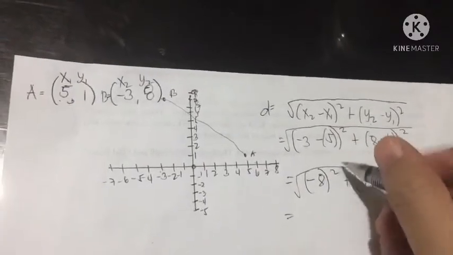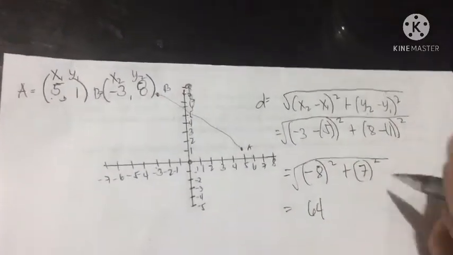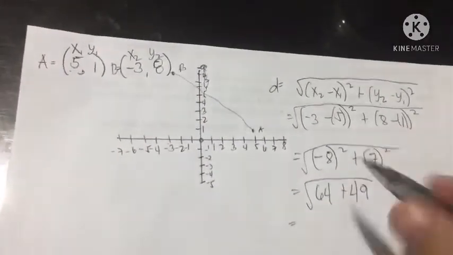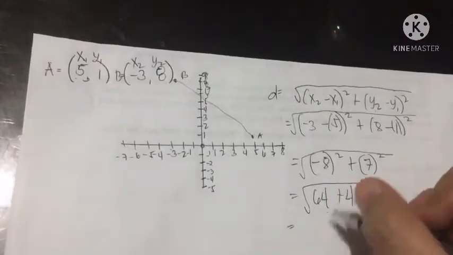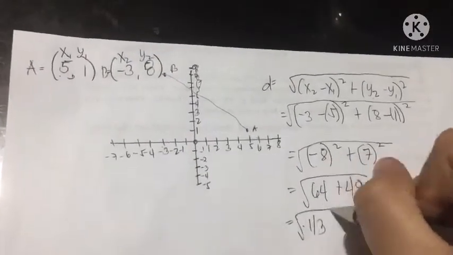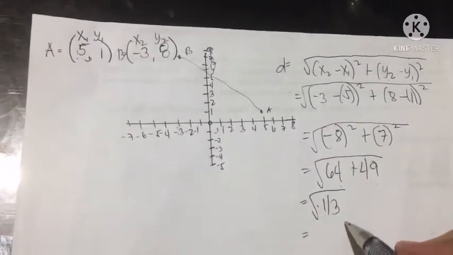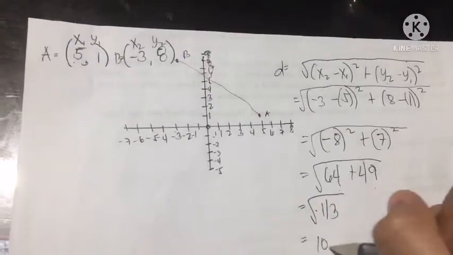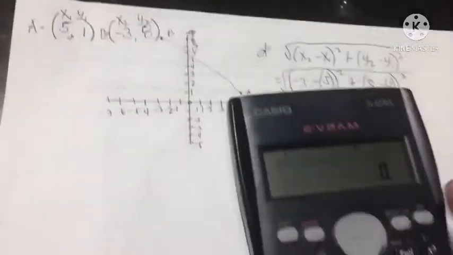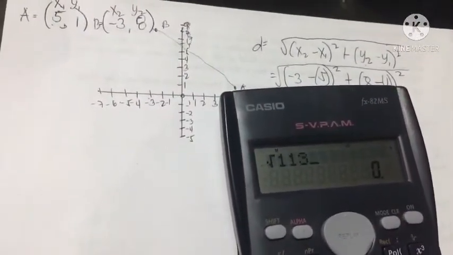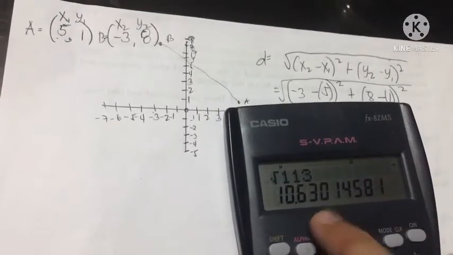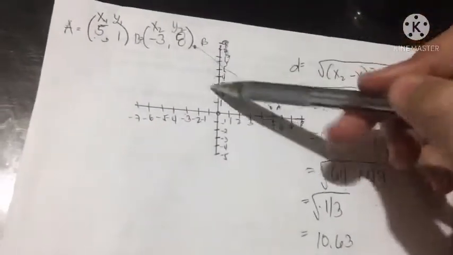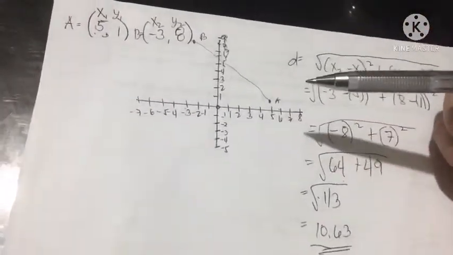Then, negative 8 squared, ang sagot natin is 64. And 7 squared is equal to 49. 64 plus 49, ang sagot natin is 113. Then, anong square root ng 113? I-calculator na lang natin. Gumamit kayo ng calculator. Ang sagot natin is 10.63. Type mo dyan. Square root of 113 is equal to 10.63. 2 digit lang ang kukunin natin, na? So, the distance from A to B is equal to 10.64.